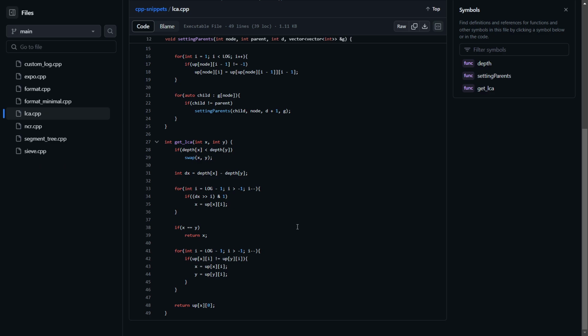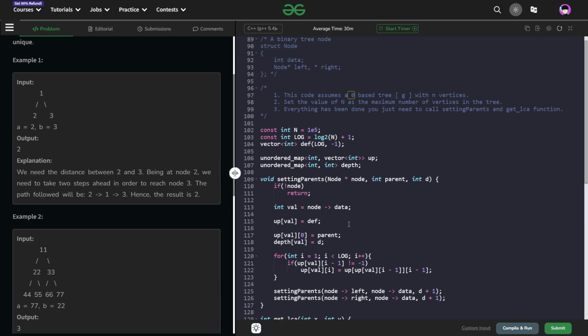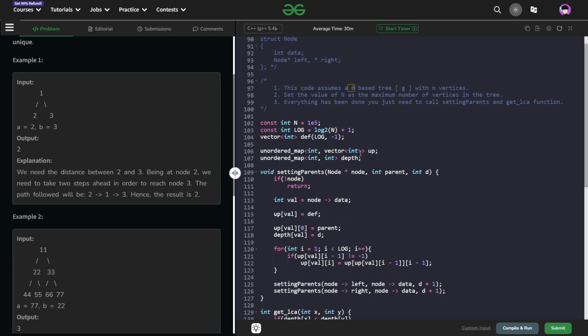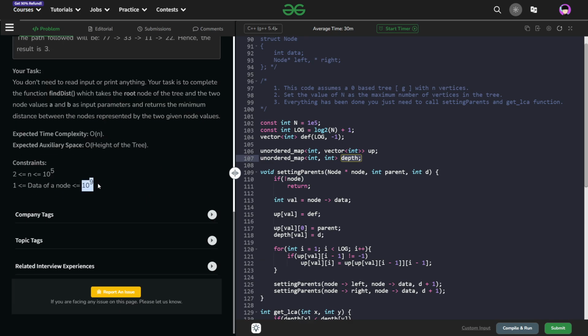So let me show you my code, what I've done here. I first of all call the setting parents function. Now the first part is going to be the root, the second part is going to be an integer parent, and the third part is going to be the depth. So I had to define these up and depth vectors a little differently, primarily because the integer values here are not fixed. You can see it can go up to 10 to the power 9. So this is something we cannot handle directly because the first part has to be an integer, right?